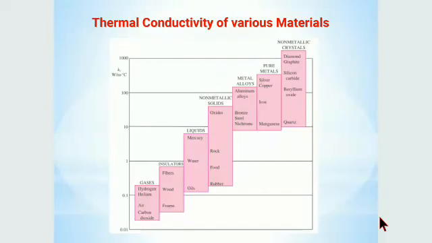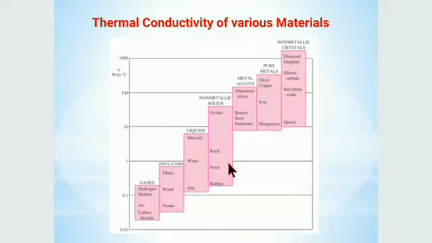Thermal conductivity of various materials. Hydrogen, helium, air, carbon dioxide, all these gases. Next one is the insulators: fibers, wood and foams. Next one, liquids: mercury, water and oils. Then non-metallic solids: oxides, rock, food, rubber.